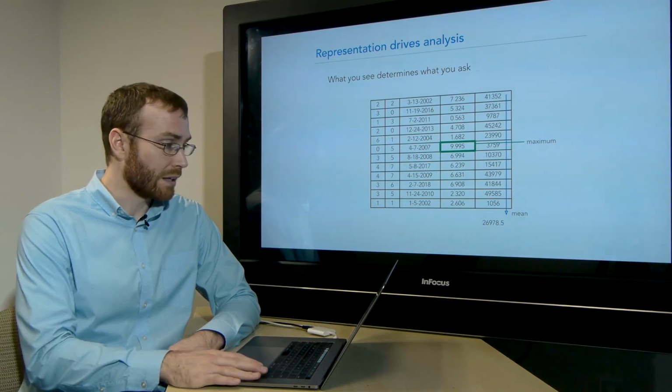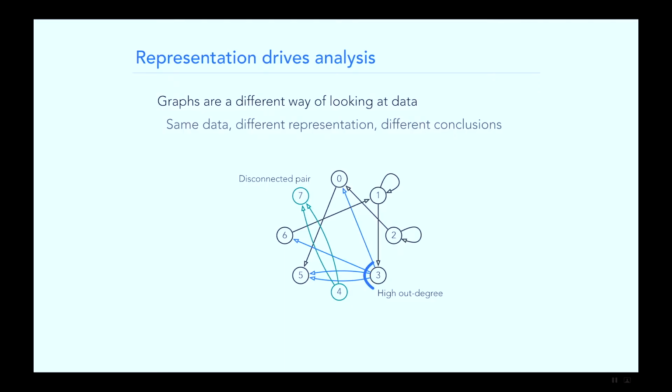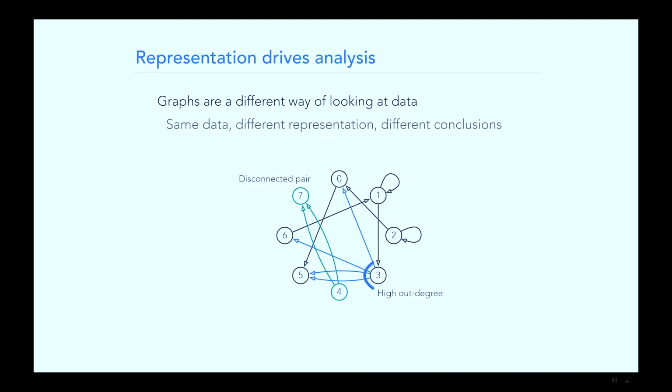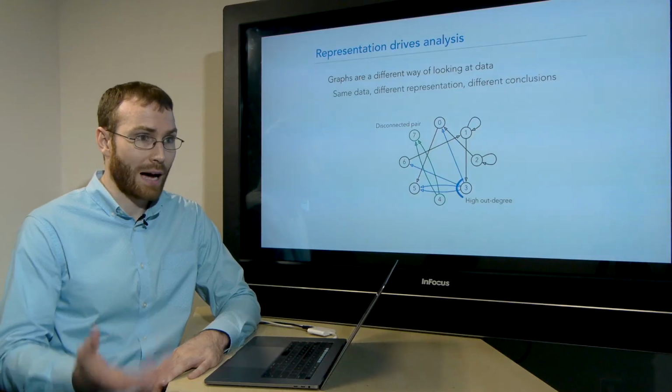And the way we represent data at Tavares is with graphs. It's the same data as before, same organization, same values, just represented differently. And here we can ask different questions and get different conclusions. For example, this node over here named 3 has a high out degree, lots of connections to other nodes. You might not necessarily have seen that in the tabular form. Same with this disconnected pair of green nodes, 4 and 7. It's hard to see that when it's laid out in a single table. So when you represent your data this way, you get more power in terms of what you ask and what you figure out.